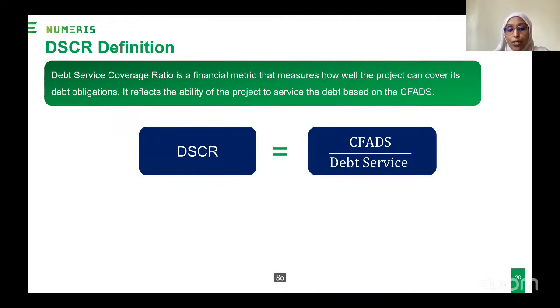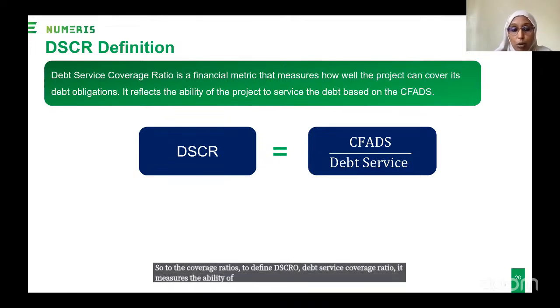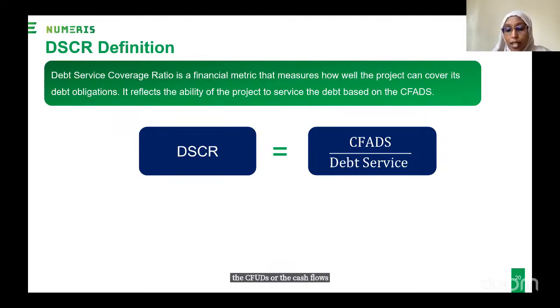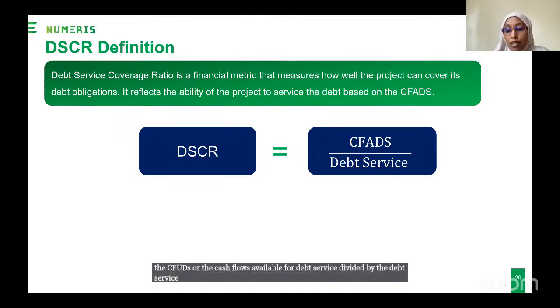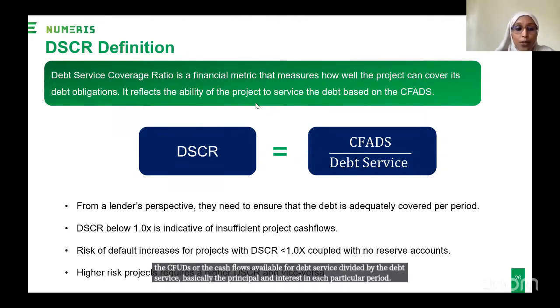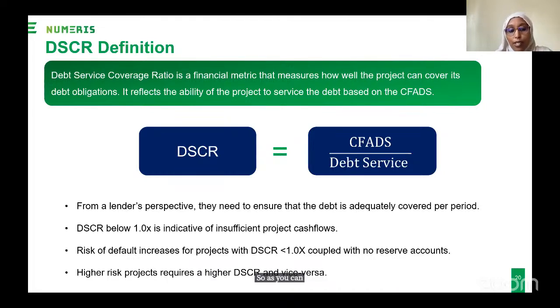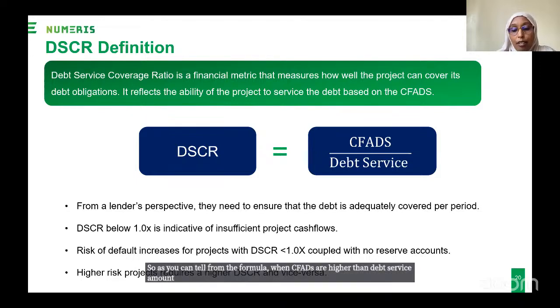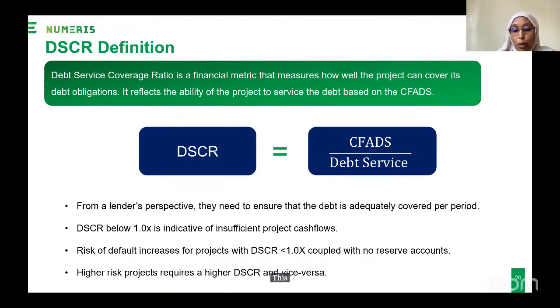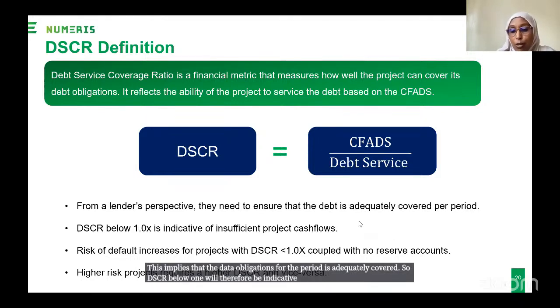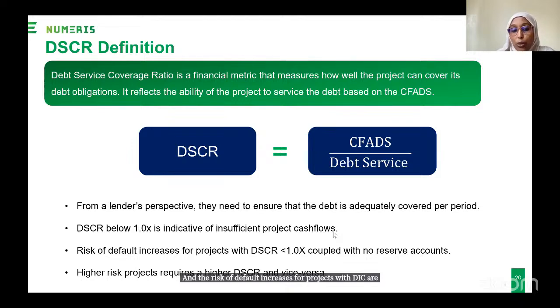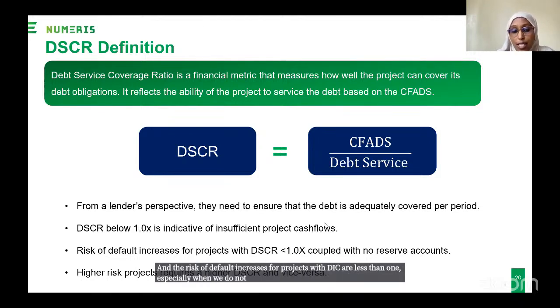So to the coverage ratios. DSCR, or debt service coverage ratio, measures the ability of the project to meet its obligations. It's calculated as the CFADS, or the cash flows available for debt service, divided by the debt service, basically the principal and interest in each particular period. As you can tell from the formula, when CFADS are higher than the debt service amount, we shall have a DSCR higher than 1. This implies that the debt obligations for the period are adequately covered. A DSCR below 1 would therefore be indicative of insufficient project cash flows, and the risk of default increases for projects with DSCR less than 1, especially when we do not have a reserve facility in place.